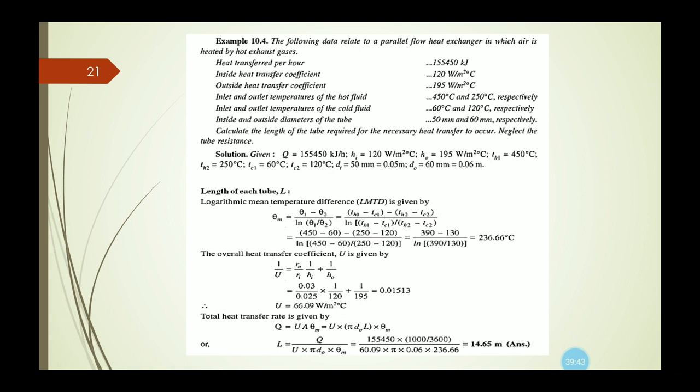So if we put all the known values in this equation, then we can calculate the unknown parameter here, that is the length of the tube for this parallel flow heat exchanger, which is coming as 14.65 meter. So similarly in this numerical also, we have just used the formula of the LMTD for the parallel flow, then the formula of the overall heat transfer coefficient, and the total heat transfer rate in general form, that is Q equals U A theta M. So using all these things we have calculated the length of the tube for this heat exchanger.